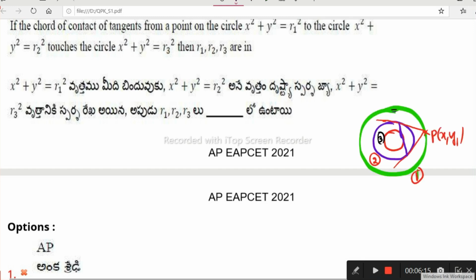I drew this figure. What is the first sentence? We can take the first circle as equation 1, the second circle as 2 and the third circle as 3. So I drew the figure here. The point P(x1, y1) is on circle 1. Okay, green color is circle 1, and the chord of contact of P with respect to circle 2, that is blue color, is tangent to circle 3, that is red color. Okay? This is how we draw the 3 circles.